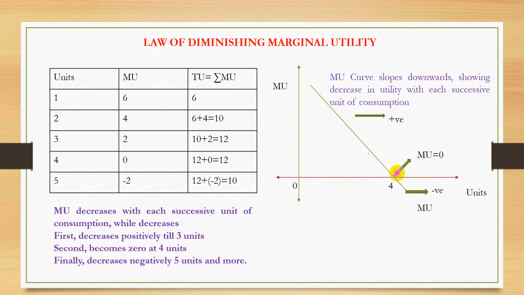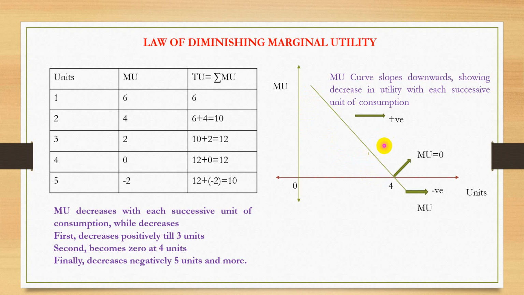Now this is the point of satiety, where MU is equal to 0. If he consumes less, suppose 3 units, then he is not getting this amount of satisfaction, because when he consumes the fourth unit, he will get satisfaction equal to the area under the MU curve. This total amount will be the satisfaction, because TU is equal to the summation of MU.